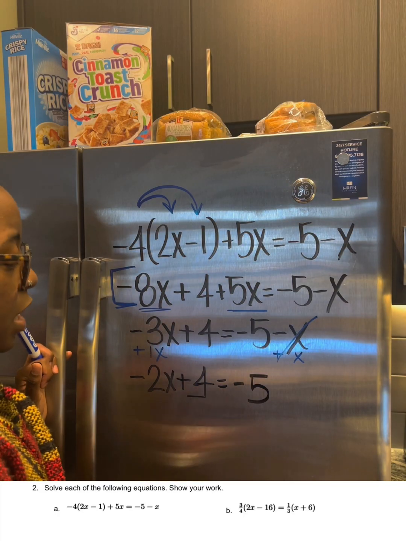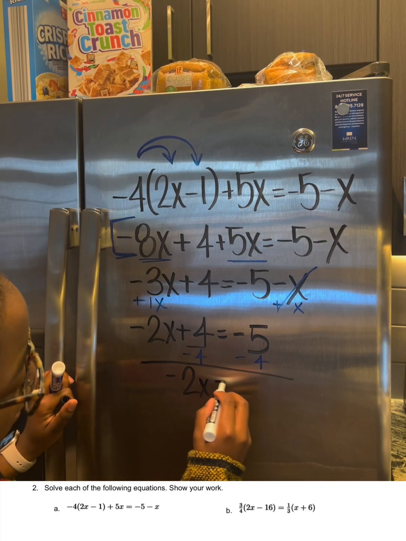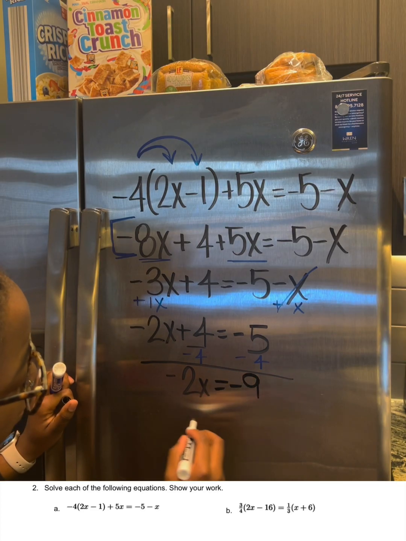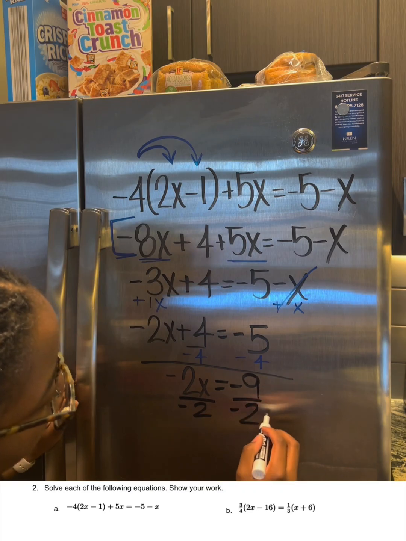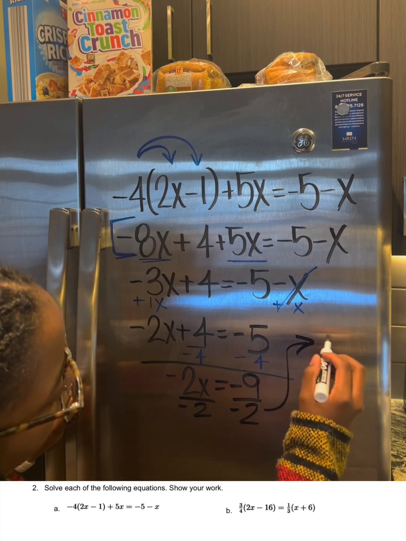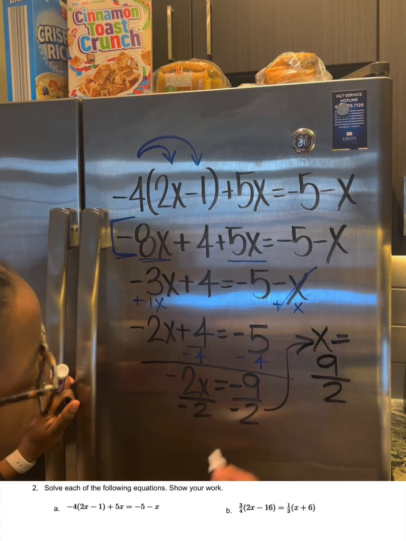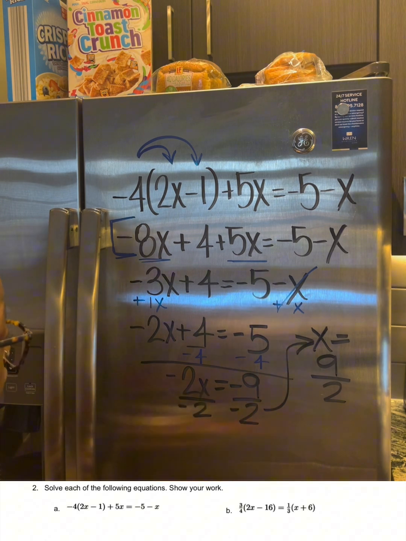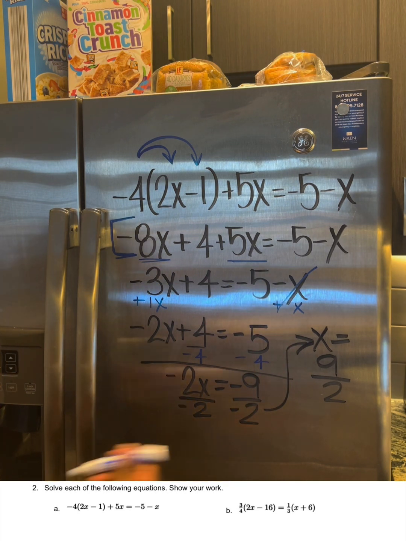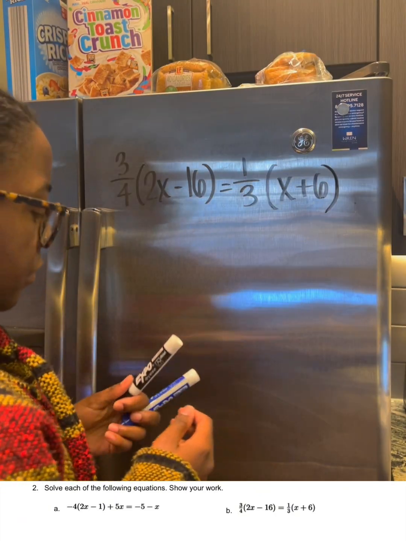Now I got the 4. I gotta subtract 4. Restar cuatro. Negative 2x equals negative 9. Divide by negative 2. I'm gonna come up here. X equals 9 over 2. Okay? Now, if you want to put 4.5, okay, cool. But I would leave it as 9 over 2 because that is the answer. Muestra tu trabajo. Okay?